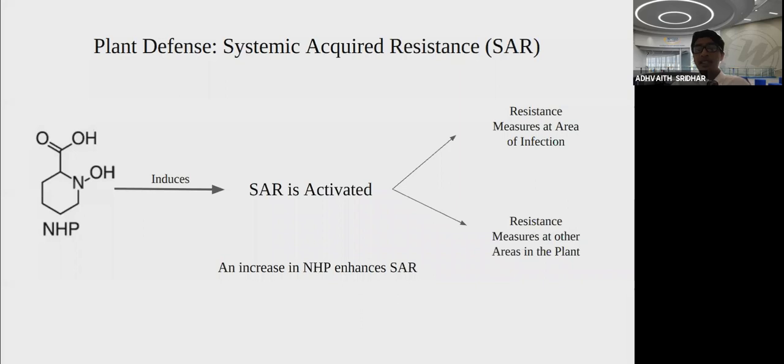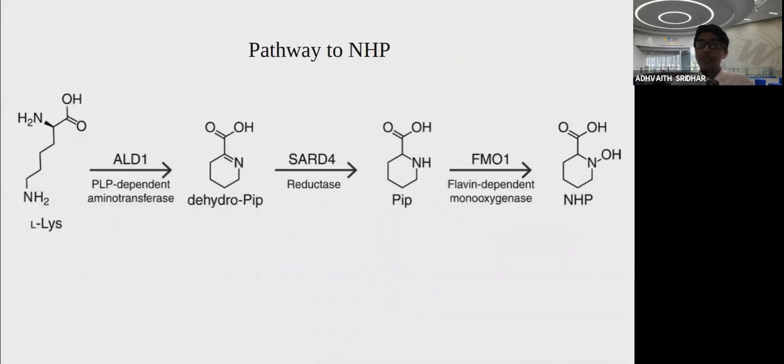Systemic acquired resistance is induced by a molecule called NHP, and previous research has shown that increasing the amount of NHP in a plant can actually increase the effectiveness of systemic acquired resistance. This ability is the focus of the first part of my research project, in which we examine the pathway for NHP production. So we've found through previous research that NHP is produced in 3 steps, from being converted from L-lysine to dehydropipecolic acid to pipecolic acid, and then its final form, N-hydroxypipecolic acid.